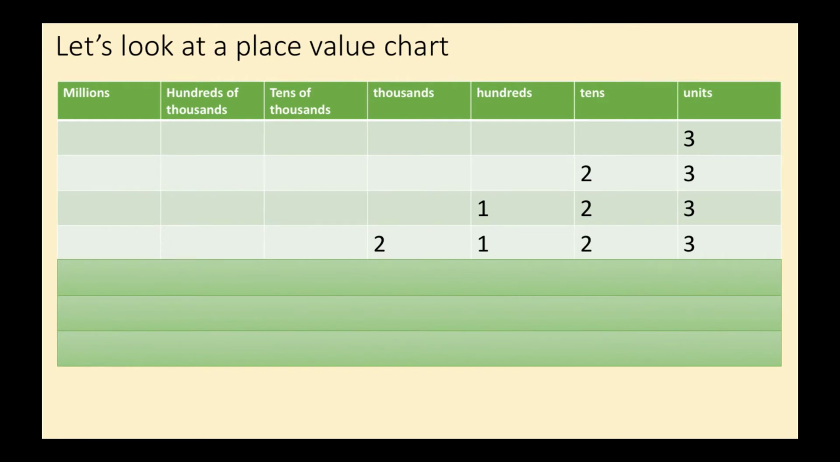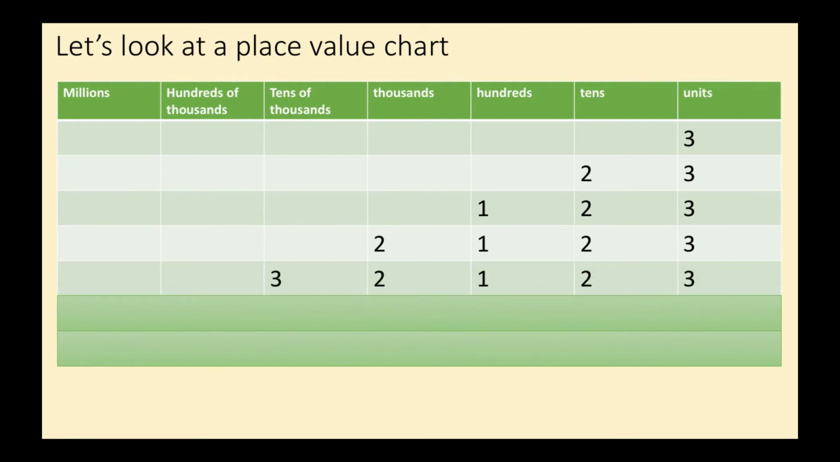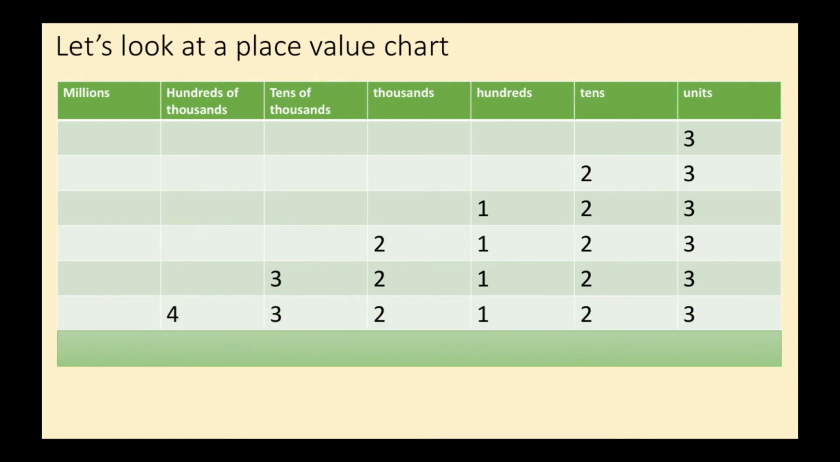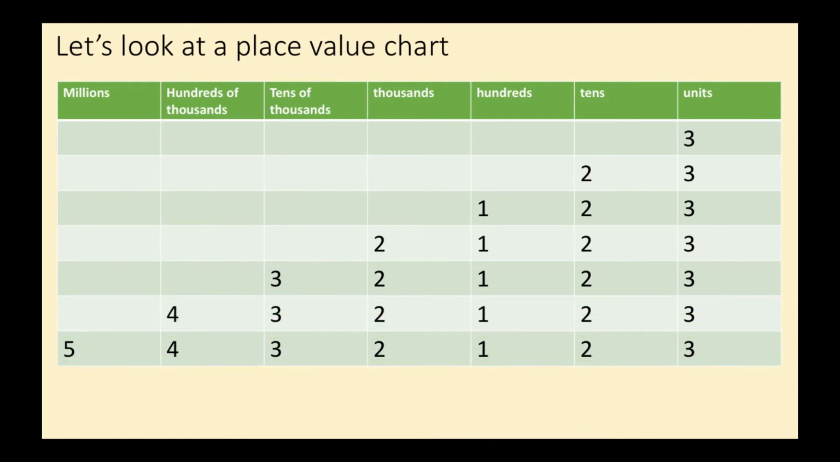So 2,123, 32,123, 432,123, and finally 5,432,123. Now, when we have numbers just written like this, it can be really difficult to say them. So that number along the bottom there, if there's just a bunch of numbers in front of you, it's hard to know how to say that number. Let's say it was £5 million, so 5,432,123 pounds.